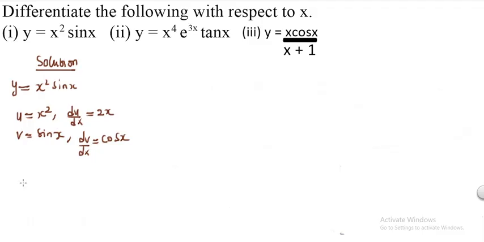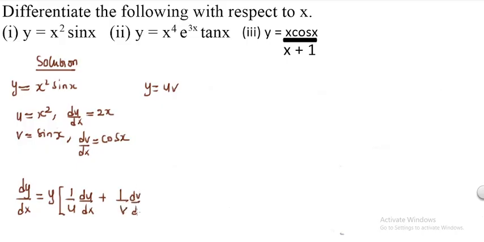Now the formula we use for this particular question will be dy over dx is equal to y, open brackets. If you notice, it's almost like we are having y is equal to uv here. This is just u multiplying v. And what this means is that we have 1 over u du over dx plus, because u is multiplying v here, 1 over v dv over dx. Now we already have dv over dx and du over dx.